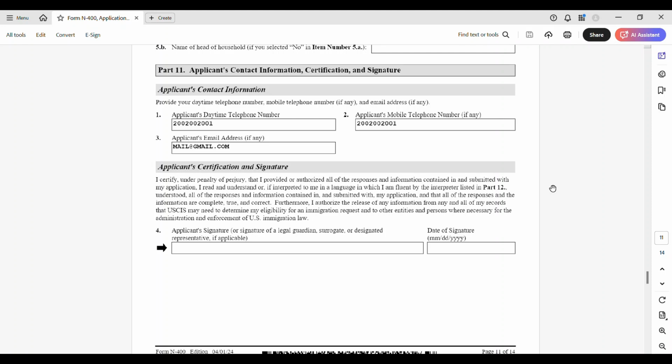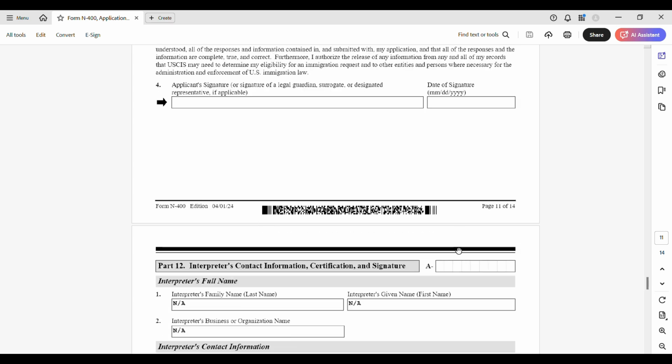So you are going to be reading this section to make sure that you understand what you are signing and also certifying that you have provided the correct information and authorized all the responses contained in the form. After reading, make sure to sign the form. You are required to place the date that you sign the form, and it is extremely important that you do not forget to sign your form after printing.